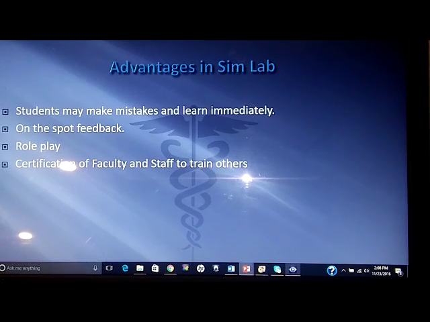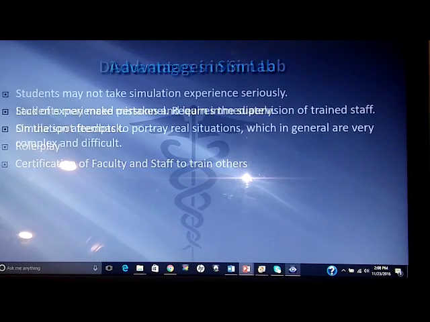Now, certification for faculty and staff to train others. Right now, presently at Jacksonville University, there are no certified simulation lab instructors. We're looking into certifications, and hopefully that will be in the near future.